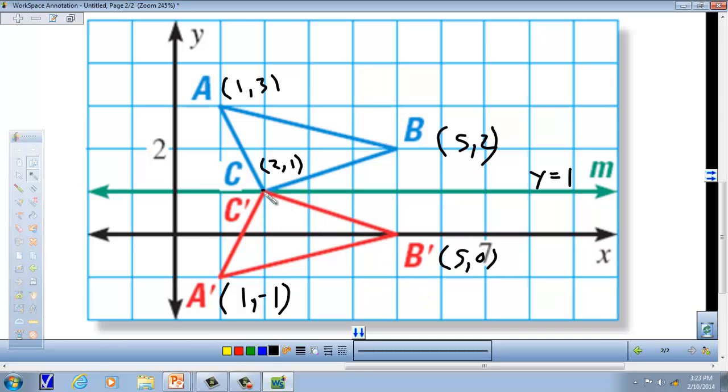And then for C, we see it's right on the line, so it doesn't change at all. It's the same point. Okay?